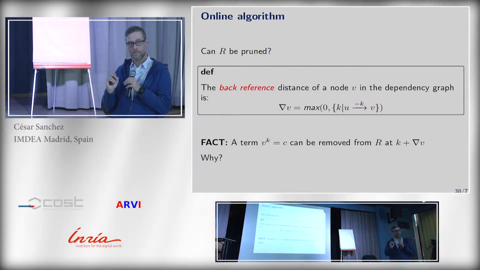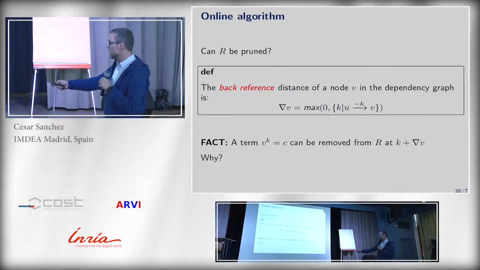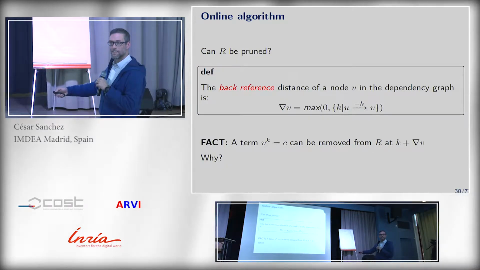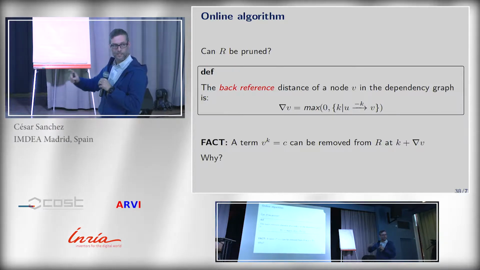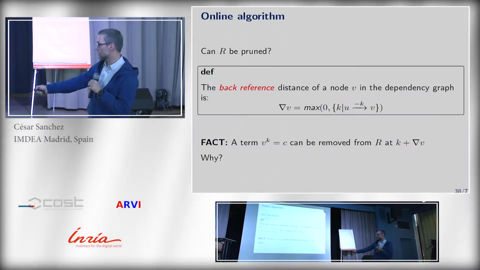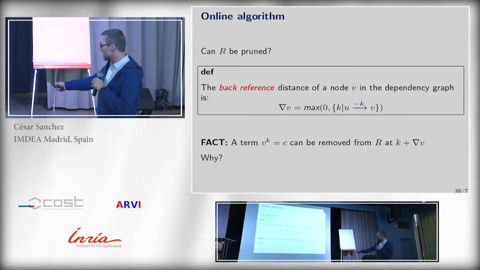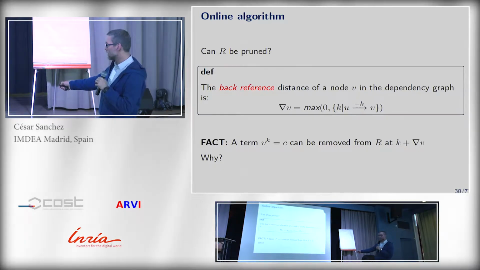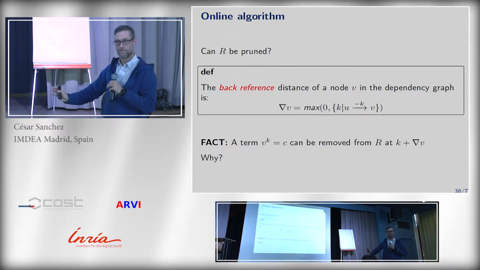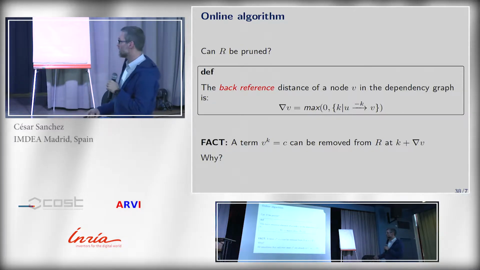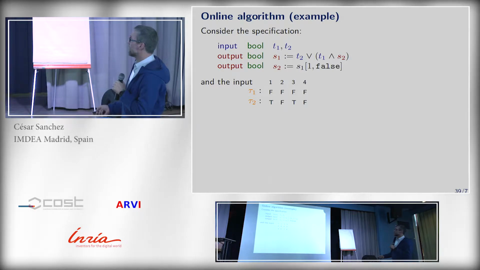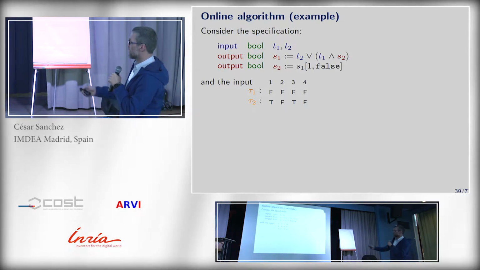Are you with me? It's a bit tricky, because maybe v_k equals c is actually resolved and known only after this position. What I'm saying is, once you resolve this and apply it to simplify everything, at the instant k plus nabla v, or later, you can remove it. Okay? So let me go here and give you one example.